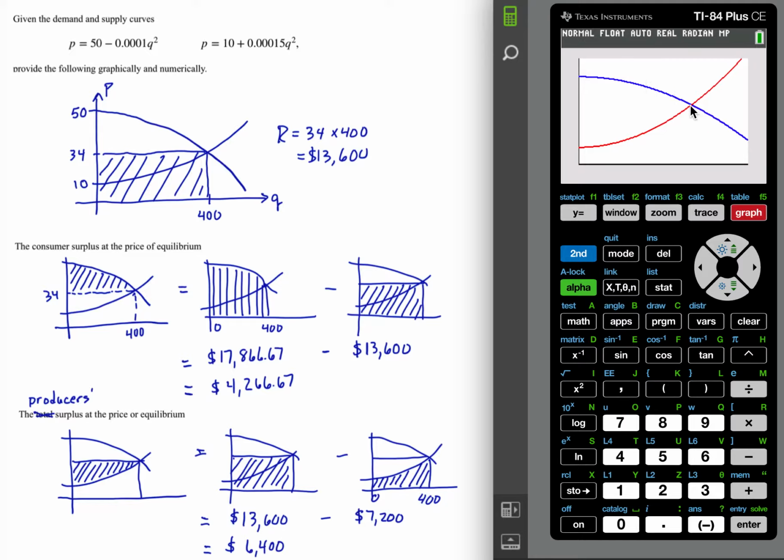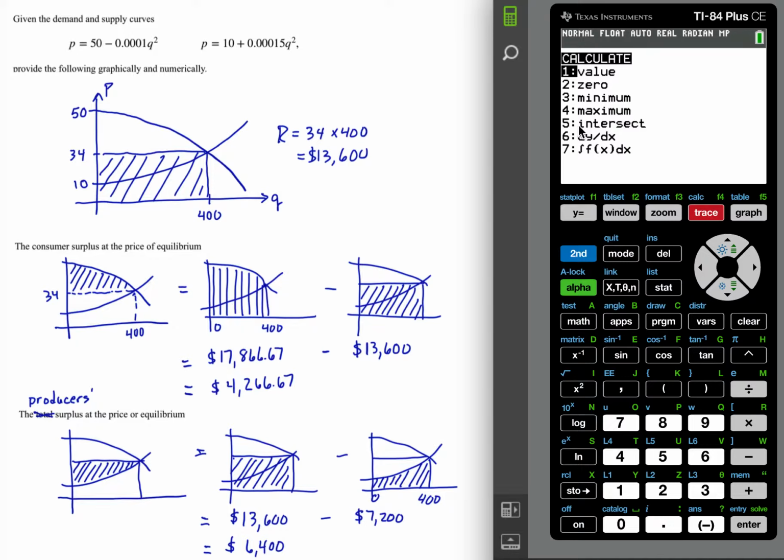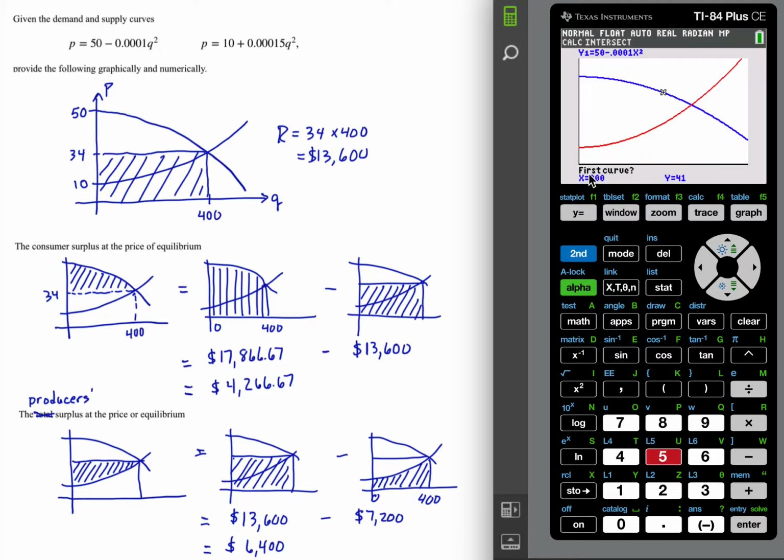The first thing I'll do is find the point of intersection. That's the equilibrium point. So press 2nd Trace for Calculate, number 5 for Intersect, and then answer the questions. First curve, that's the demand, press enter. Second curve, that's the supply curve, press enter. Make a guess or not, press enter, and it locks in. We see the equilibrium quantity of 400 units and the equilibrium price of $34. So that sets up the image of what we're looking at.